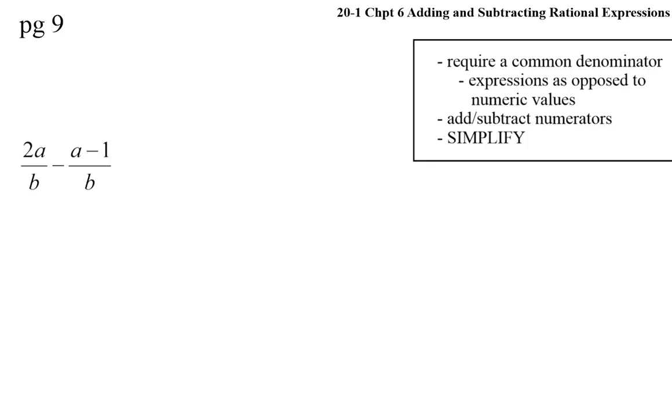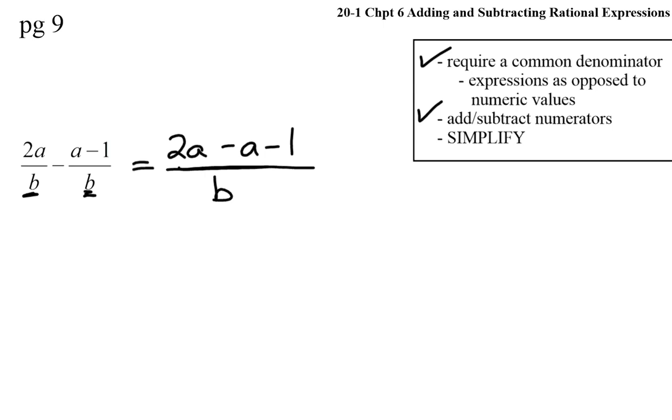Let's go back to the first one. First one, you have to be careful because of the subtraction. So again, first thing, we require a common denominator. Denominator of b, denominator of b. Fantastic. We have a common denominator. We don't have to worry about it. What do we do now? We add or subtract the numerators. Well, here we have 2a subtract a minus 1.